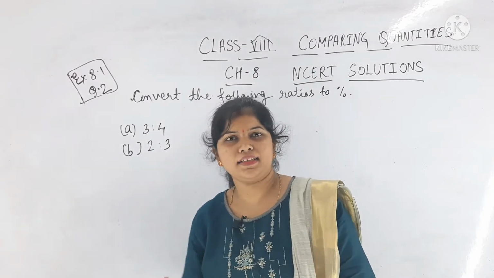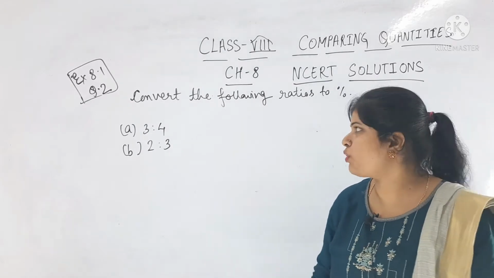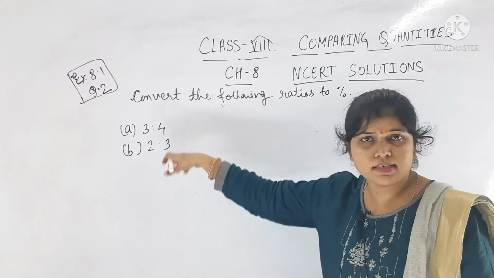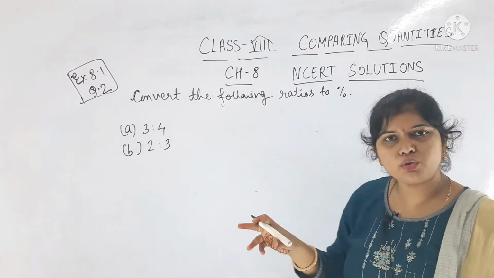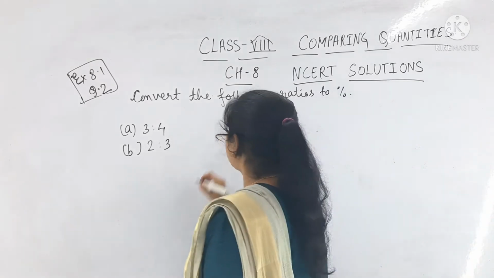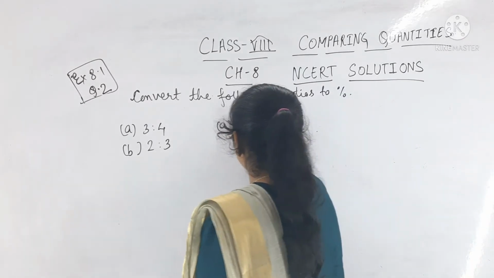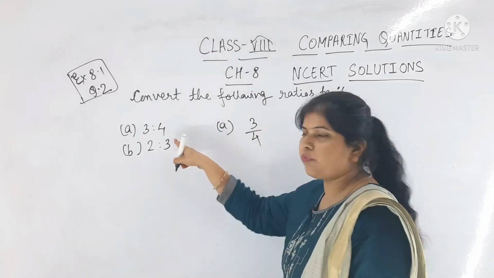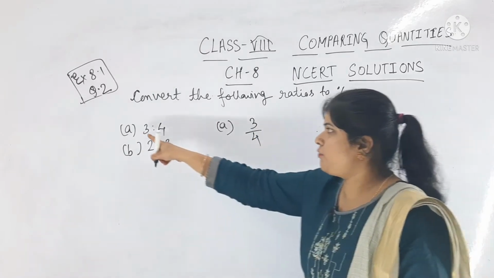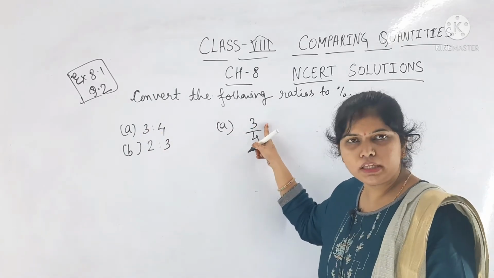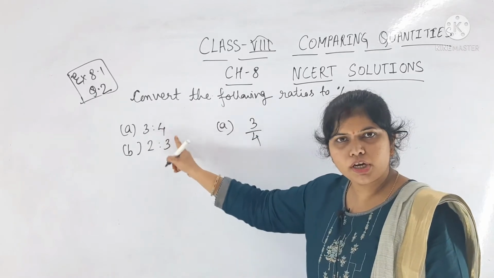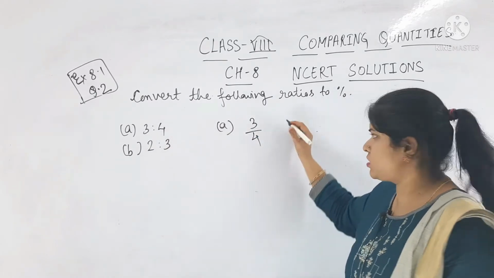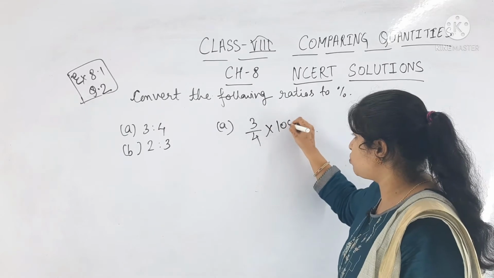Okay students, let's see the next question, that is question number 2. You have to convert the following ratios. It is given the ratio, you have to convert into the percentage. So how will you go? This A is 3 by 4. 3 is to 4, I can write here. The first one should be in the numerator and the second after the ratio will be in the denominator. Like this you have to write into 100.